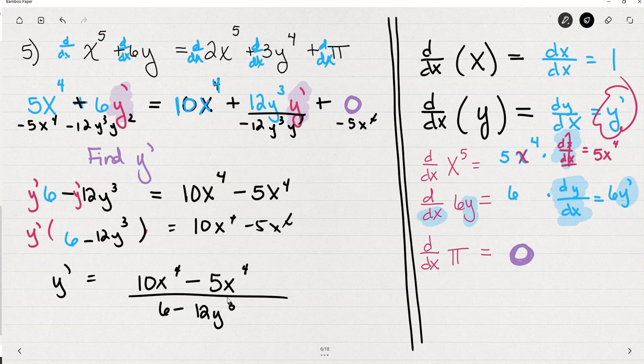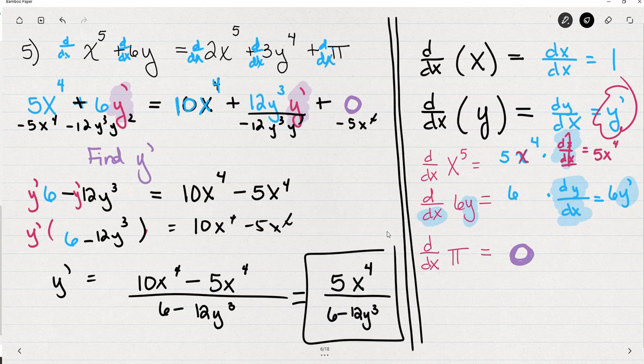But wait, there's more. Do you see that we could simplify this? This 10x to the 4th minus 5x to the 4th. We have like terms. 10 minus 5 is 5. So we have 5x to the 4th. And then I could factor a 6 from the 6 in the 12y cubed, but it's not necessary because it's not going to reduce with the 5. So you could either factor it or you could leave it unfactored. But this is the final answer here.